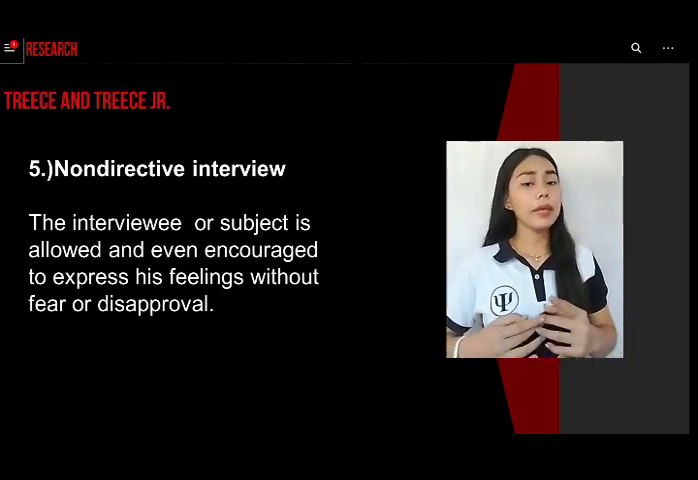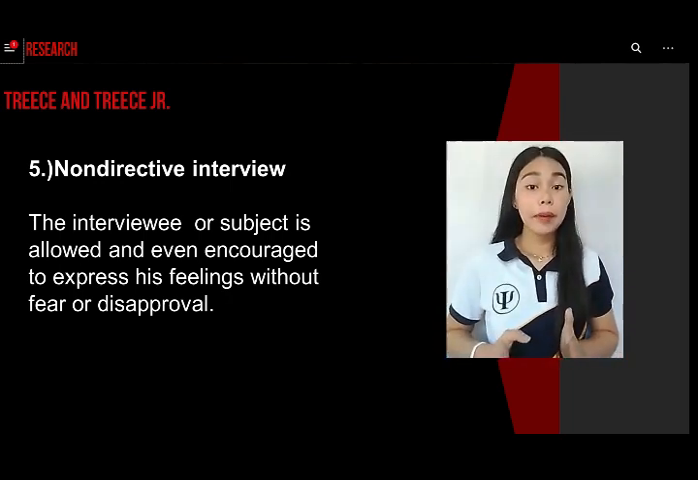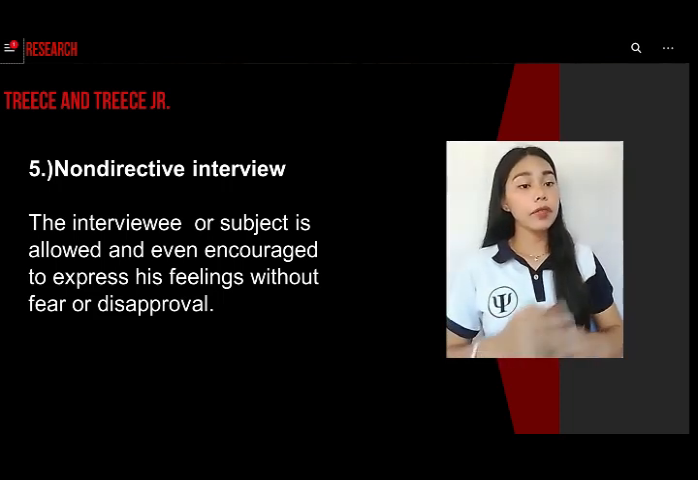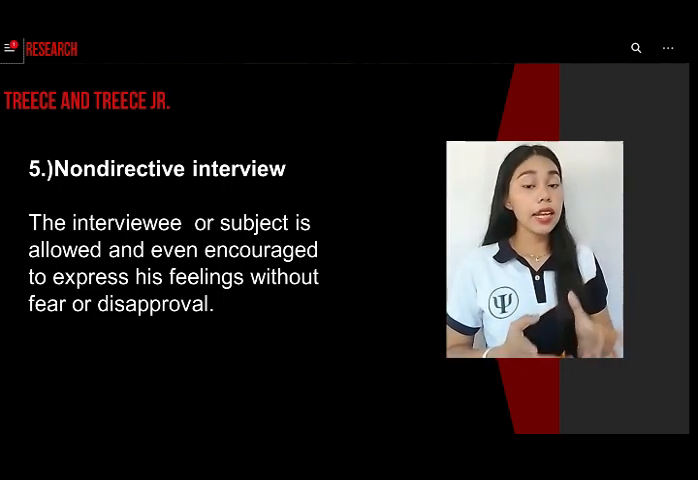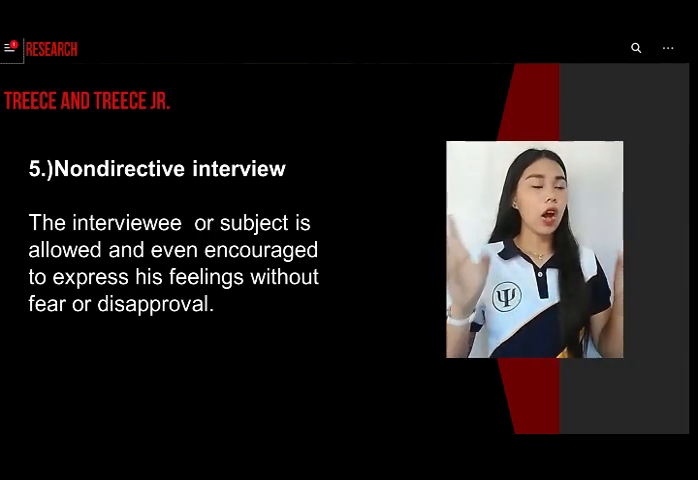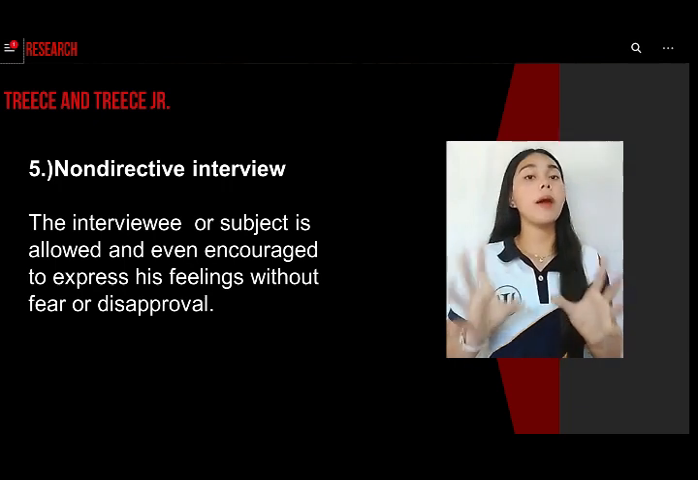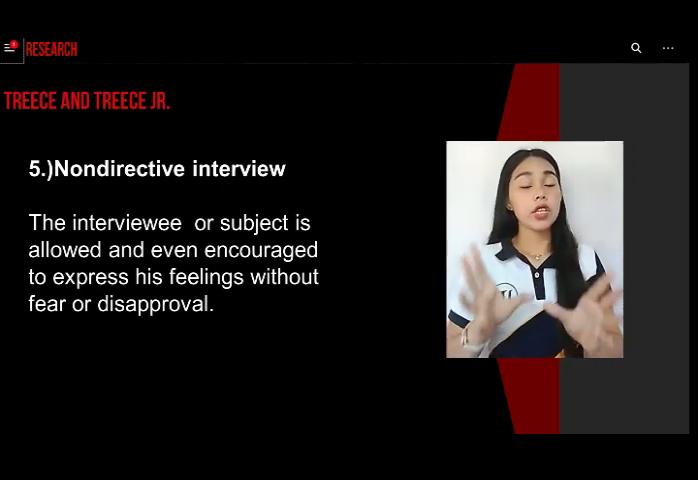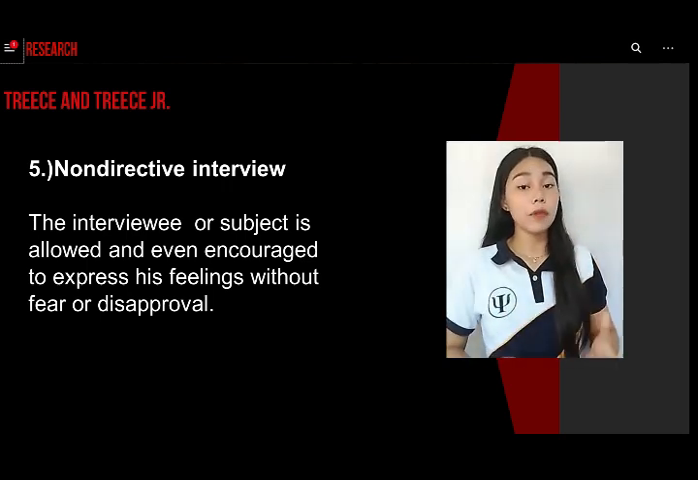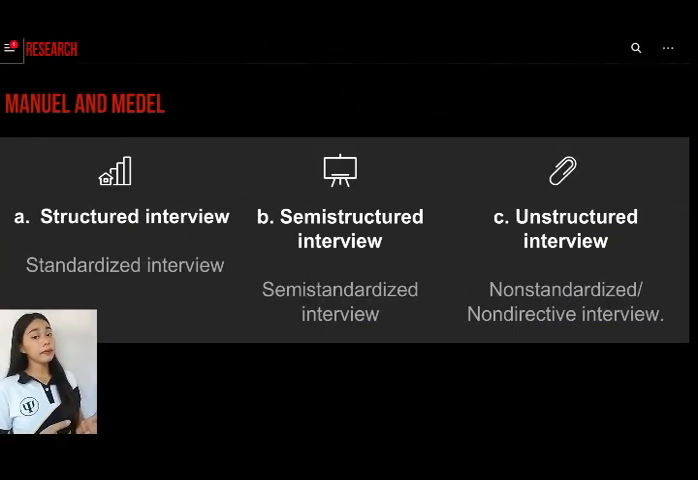So the problem here is how to make the respondent or the subject talk. And also, the question used can affect their point of view. So that is all based on the classification of interviews of Tres and Tres Jr. Now let's move on. Let's take a look at the illustration being presented.